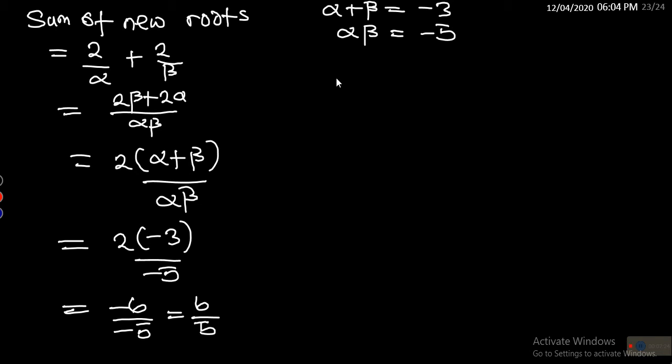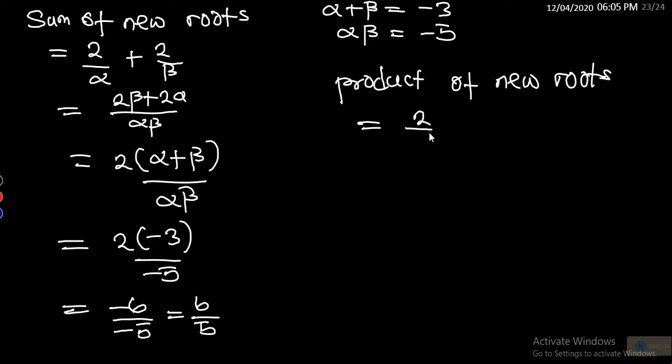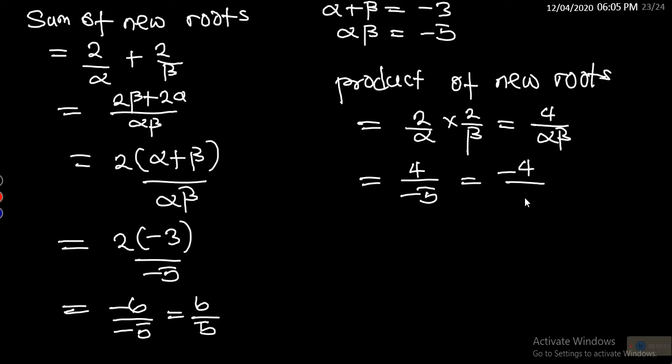Okay, so we do the same thing to the product of new roots. Product of new roots, which is 2 over alpha times 2 over beta, which will give us 4 over alpha beta. So 4 over alpha beta equals 4 over minus 5, which is minus 4 over 5.